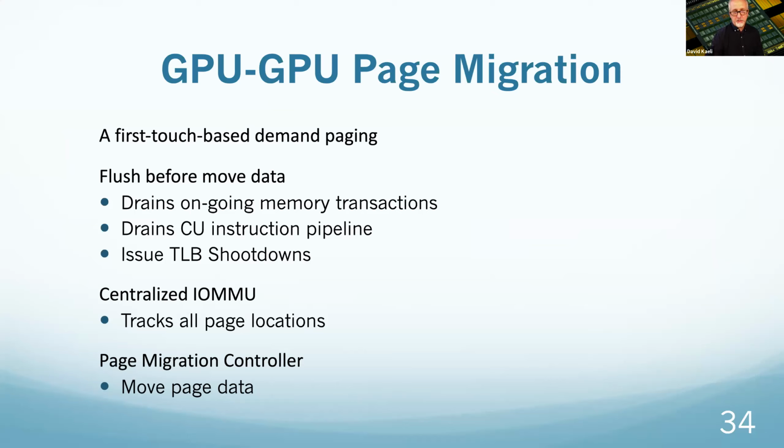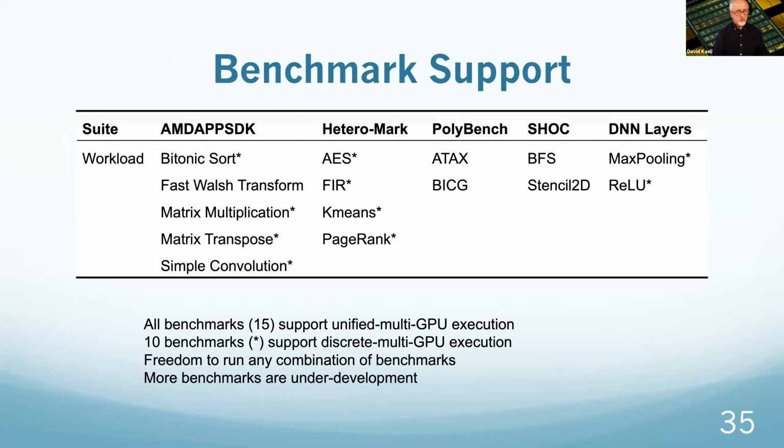It drains ongoing memory transactions, drains the compute unit instruction pipeline, and then issues appropriate TLB shootdowns, invalidating those translations. There's a centralized IOMMU that tracks all page locations, and there's a migration controller for moving page data. So each one of these components has appropriate connections and ports to handle each one of these operations. So that's sort of the architecture of the simulator for MGPUSim.